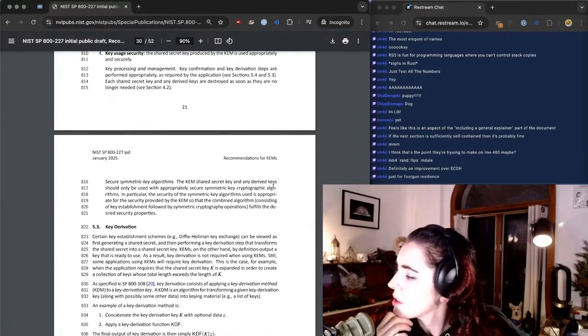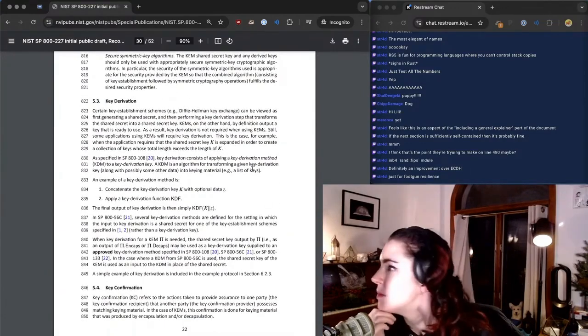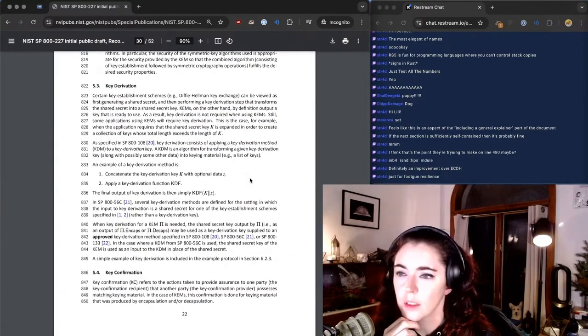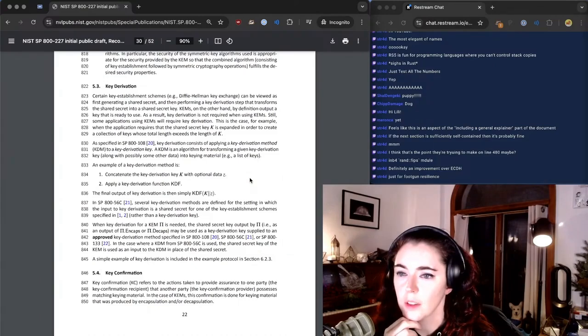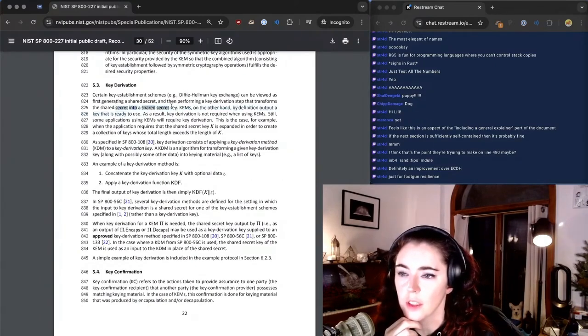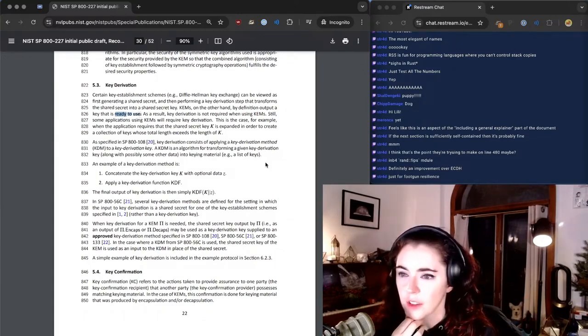NIST cryptography securely. Certain key establishes keys. KEMs on the other hand, by definition, output a key that's ready to use. Yeah, the transfer of the shared secret to the shared secret key. As a result, key derivation is not required in using KEMs.